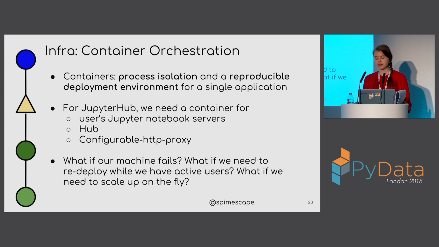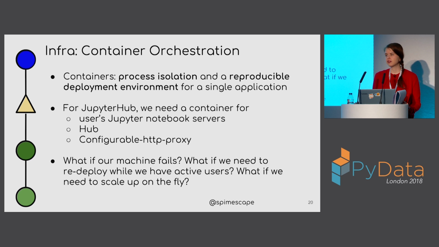So to deploy a JupyterHub, we would need to spin up a container for every user's notebook server. Depending on the number of users, this could be 100. We also need a container to run our hub and a container for our configurable HTTP proxy. So for small deployments, you might be okay just manually restarting these containers on your chosen container runtime, or having some kind of bash script to do this for you. But if you're running a large-scale production deployment, you have to prepare for the worst case.